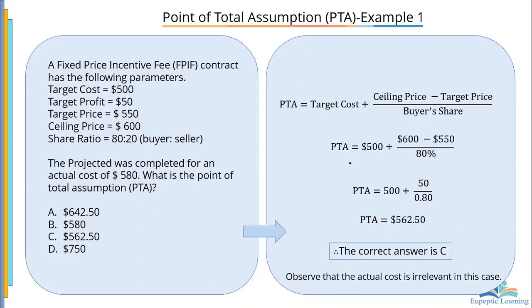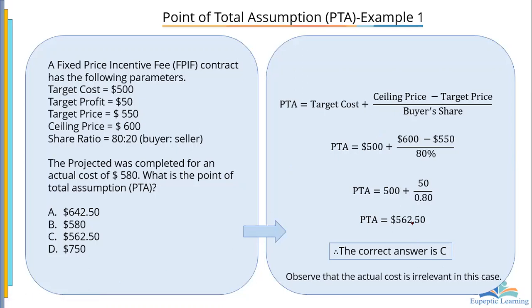562.50. I think we did that earlier. So this is the PTA. And we are saying that the actual cost of the project is irrelevant in the case of what? Point of total assumption. So the actual cost does not come in here. You can see clearly, it doesn't come in here. Even when we are calculating, we don't look at it at all. Okay.